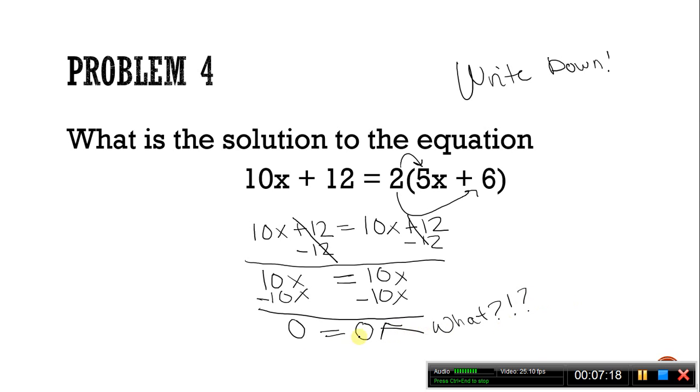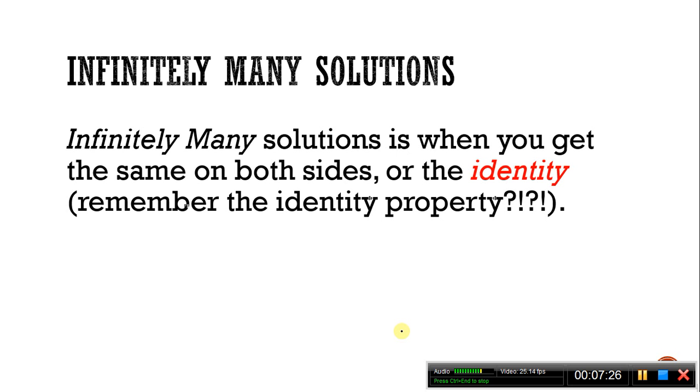Now, there's a special term for when you get 0 equals 0, or if you would get 5 equals 5. What we call that is infinitely many solutions. That is when you get the same on both sides. You're going to want to make sure what I underlined here, the solutions when you get the same on both sides, make sure that gets in your notes. That's also called the identity.